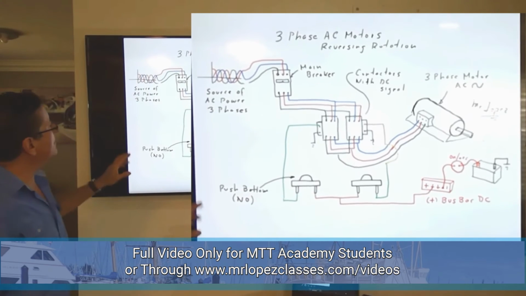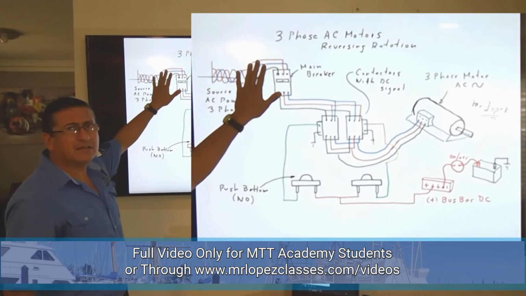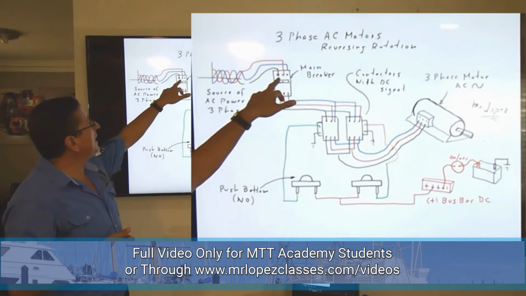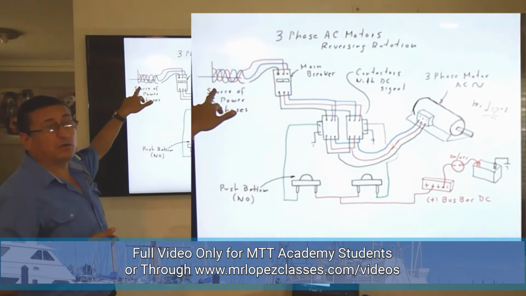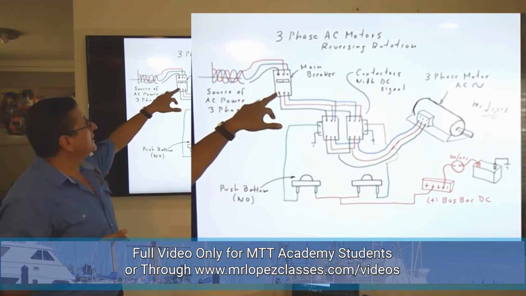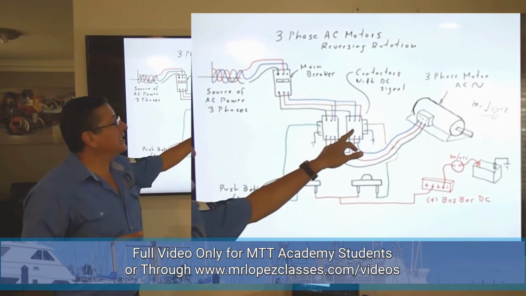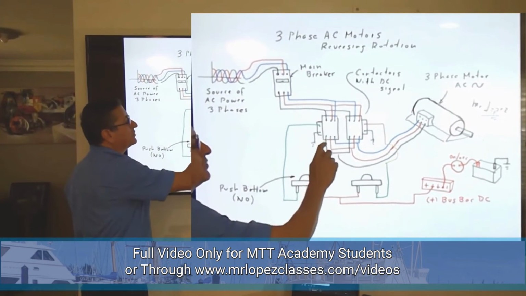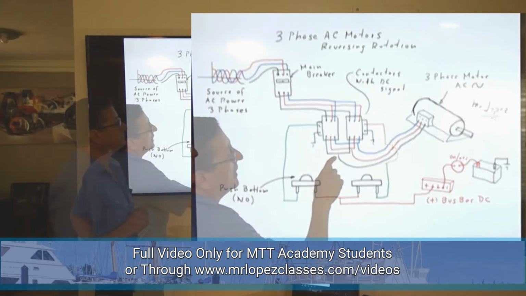If you check the schematic, I have the main breaker. That's the main breaker that you have in your AC panel. And this is the AC power. The AC power is coming from the source of the power, three phases. And this is the output of the main breaker. The output of the main breaker enters a couple of contactors. I have two contactors here, three inputs, three outputs, three inputs, three outputs.